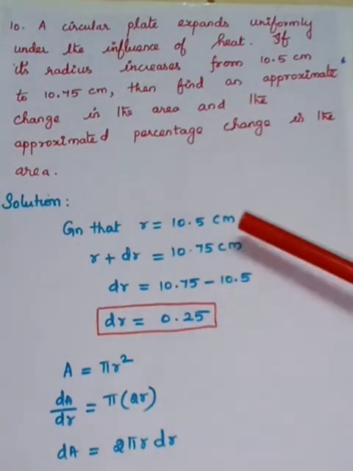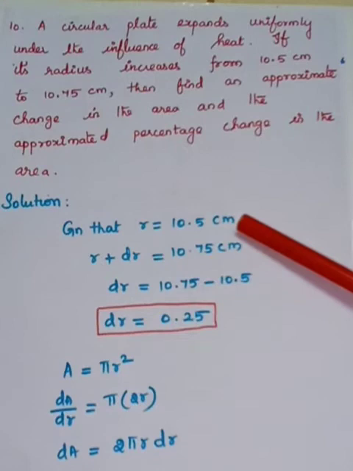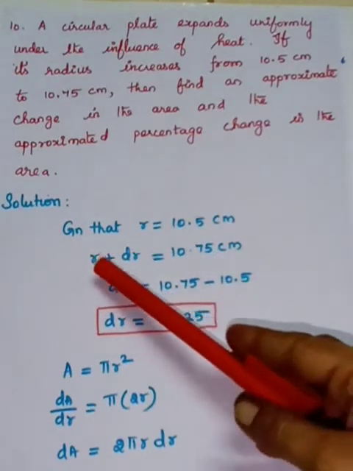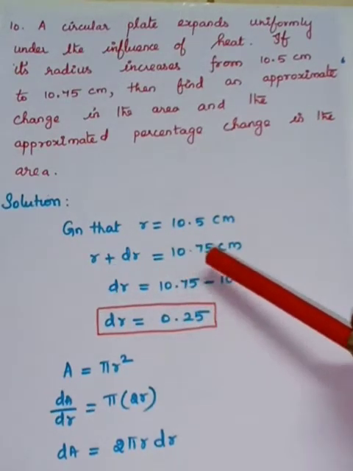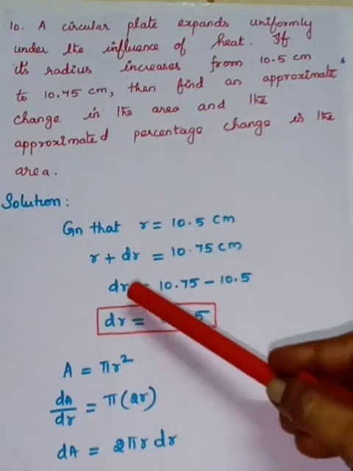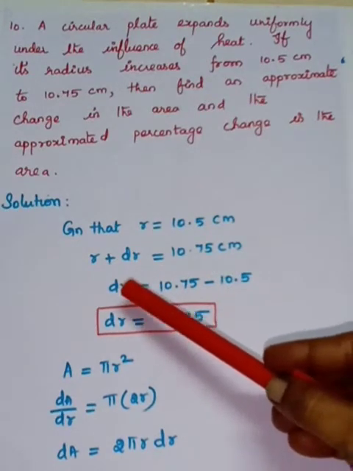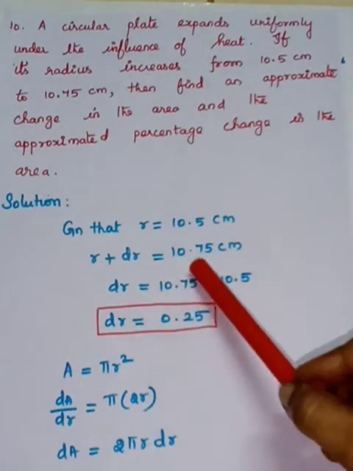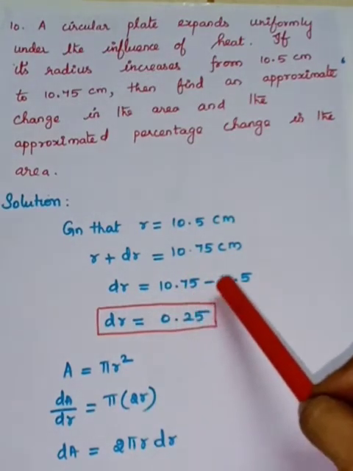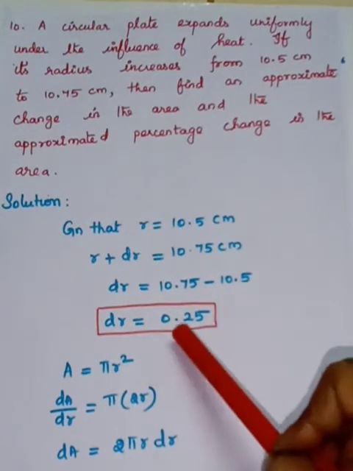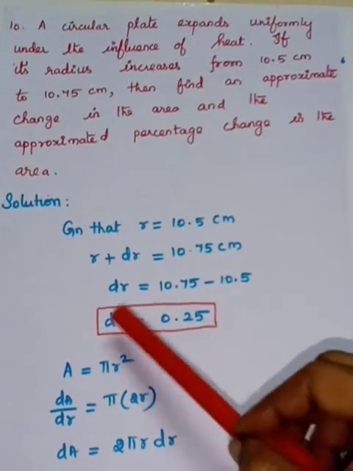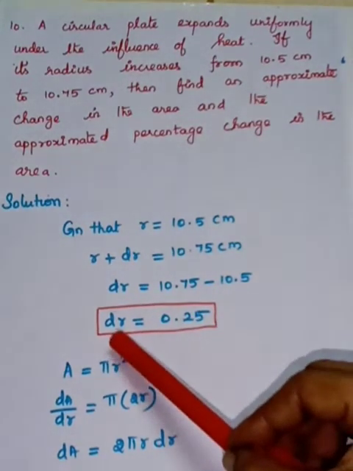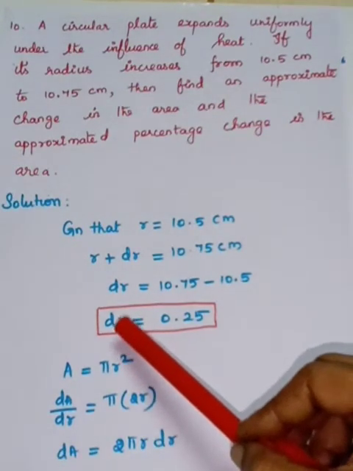So first, the radius of the circular plate is 10.5 centimeter. It is increased to 10.75 centimeter. So r plus dr is equal to 10.75 centimeter. Next, the approximated change in the radius is denoted as dr. So dr is equal to 10.75 minus 10.5, that is equal to 0.25. So this is the approximated change in the radius of the circular plate.